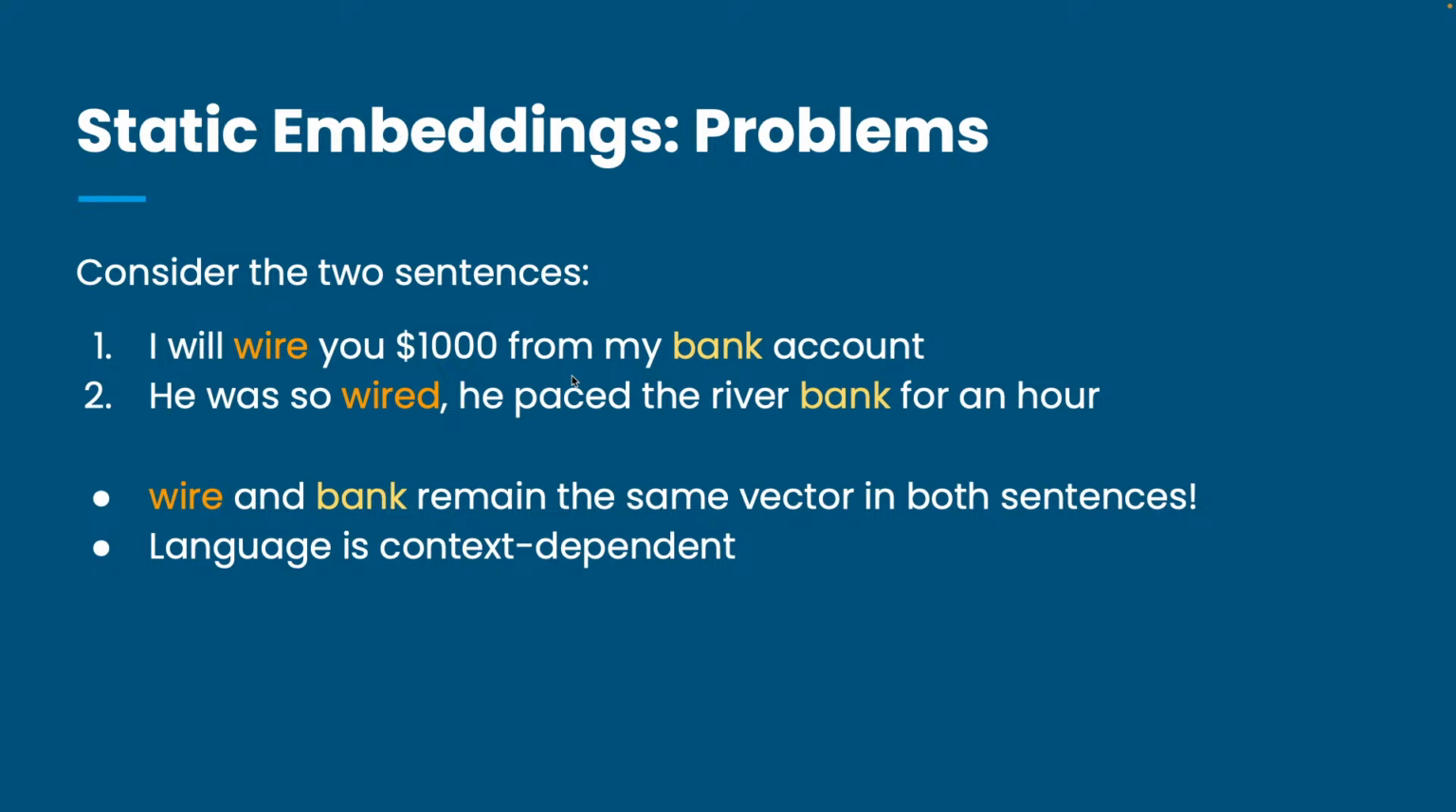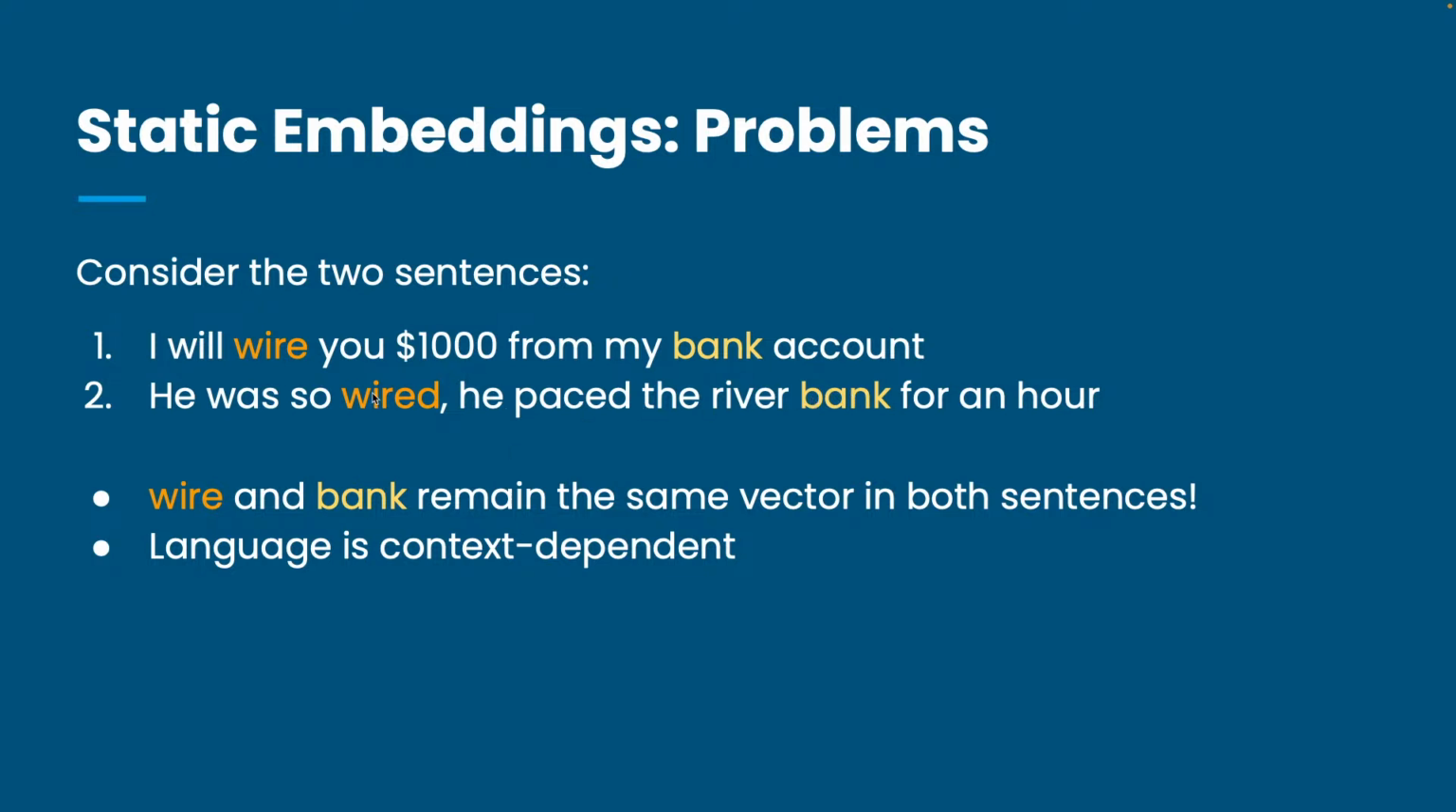So this is the problem. When we speak English, we know what we're talking about because of the context of the conversation. In the first example, if I say, I will wire you $1,000 from my bank account, all of you know that I'm not talking about wired as in a state of mind, and I'm certainly not talking about a riverbank. The way you know is because I'm talking about financial terms. I say $1,000, and the word wire in conjunction with bank and account tells you that I'm talking about a financial setting. Whereas in the second sentence, you can tell that when I say he, I'm referring to a person, and so I'm talking about a state of mind, as well as when I say river, I'm talking about the bank of the river, right?